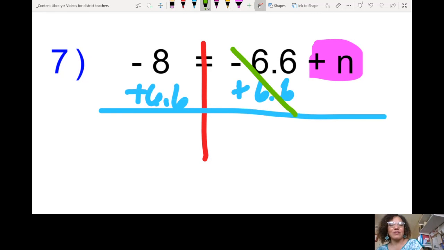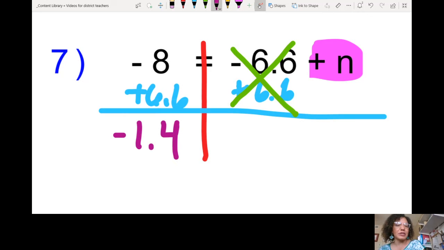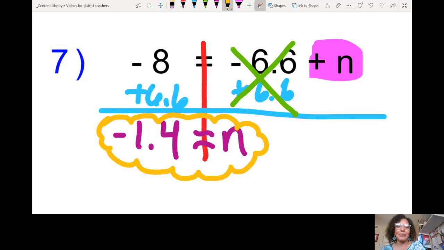So we have a negative and a positive cancel out. We have negative 8 plus 6.6 is negative 1.4. Negative 1.4, which makes sense because 8 is bigger than 6 and 8's the negative, so it needs to be a negative. And the N is on the right side. Bam, bam, bam, bam, bam, bam, bam.